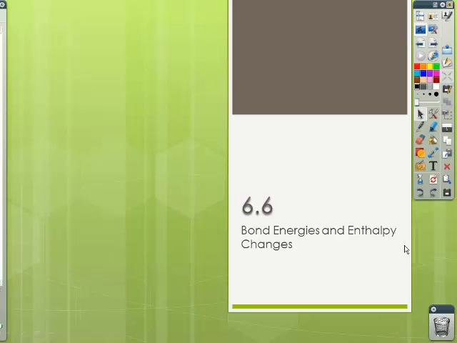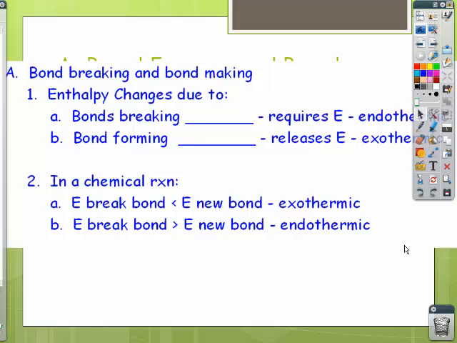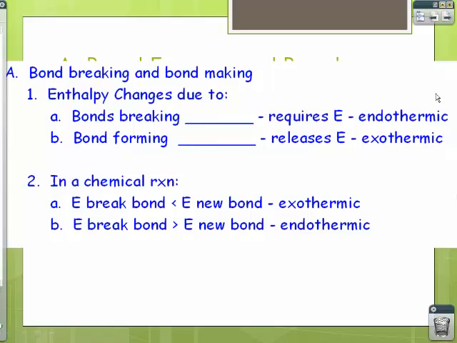Alright, this is 6.6, which is the last section of Chapter 6, dealing with bond energy and using that to find enthalpy change of a reaction. So bond energy is pretty simple. It takes energy to break the bonds, therefore it's endothermic. And then when you form bonds, it releases energy and it's exothermic.